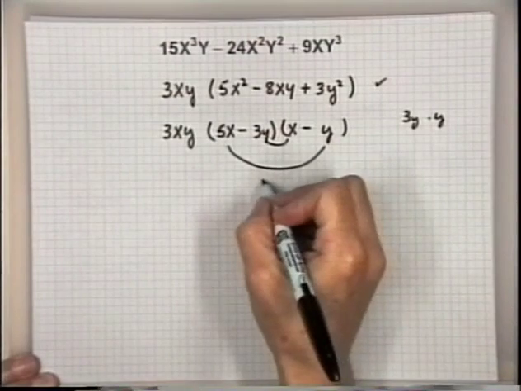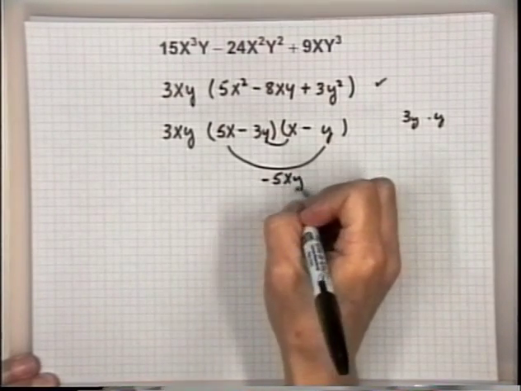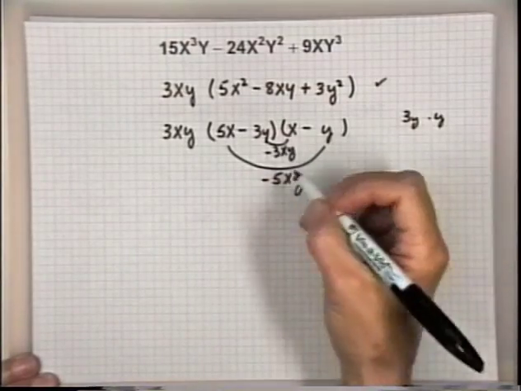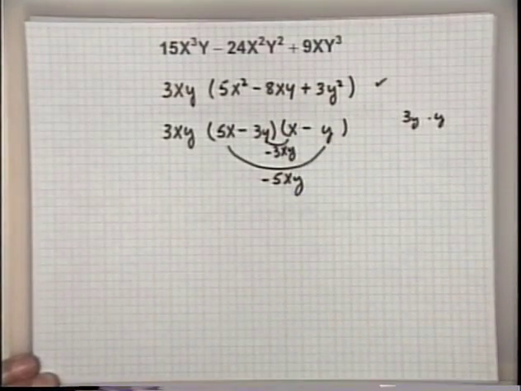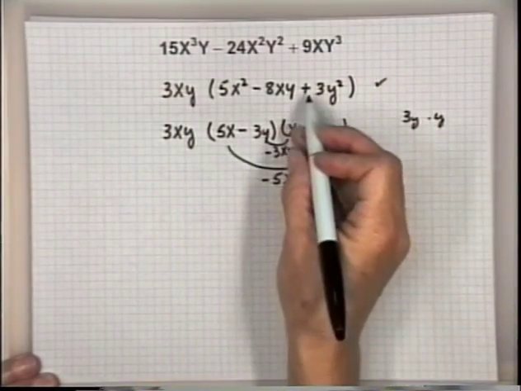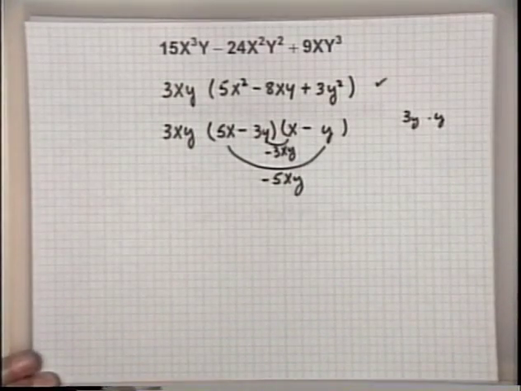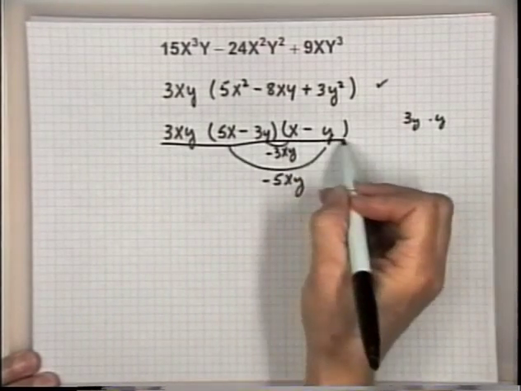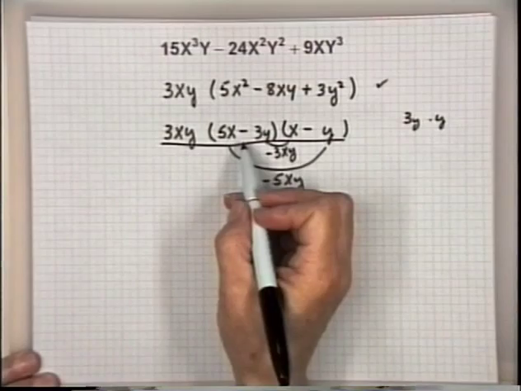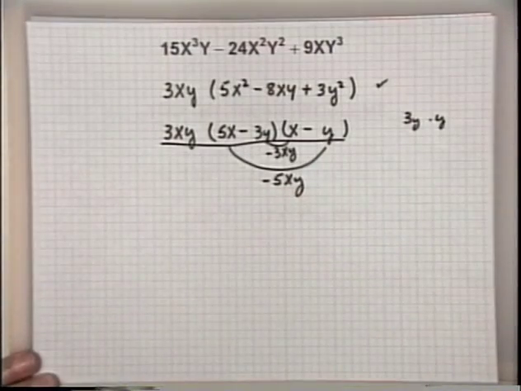My outside product is negative 5xy. The inside product is negative 3xy. This adds up to negative 8xy. And notice when I multiply my last terms, I do get a positive 3y squared. So my 3 factors are 3xy, 5x minus 3y, and x minus y.